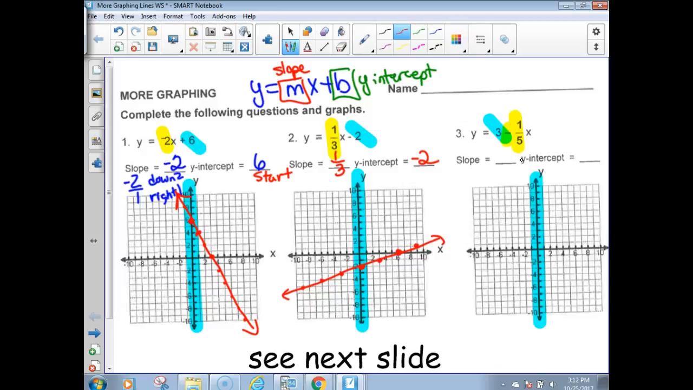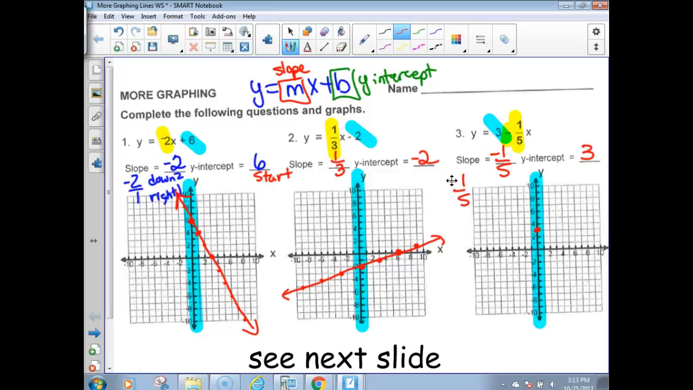Now this one's jumbled up on number 3. The number in front of the x is -1/5. That is your slope. Remember, do not write x down in the slope blank. It should not be there. X does not belong there. X is just where you locate the slope number. 3 is the y-intercept. So we start at 3 on the y-axis.